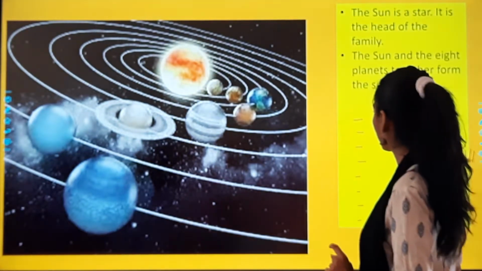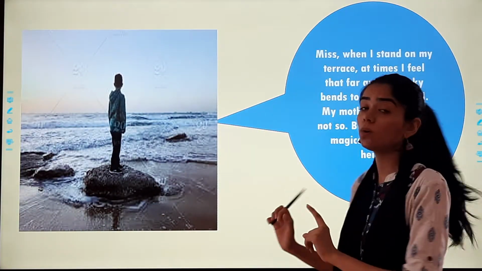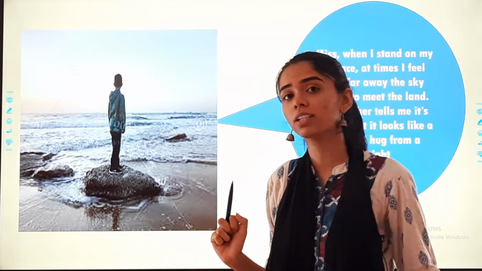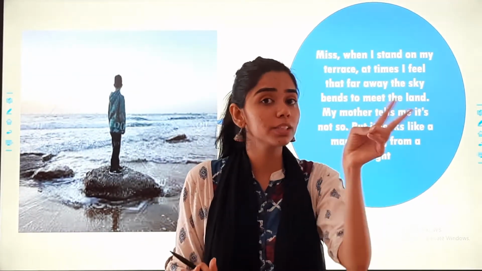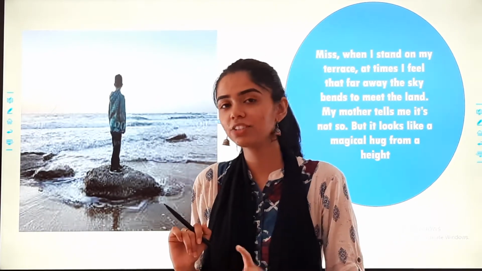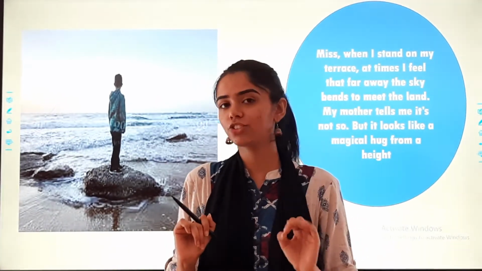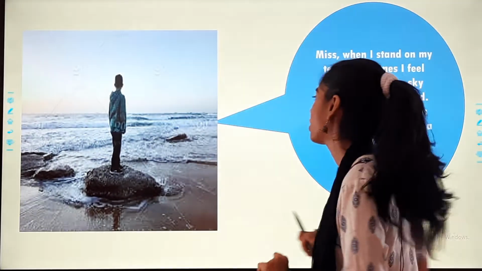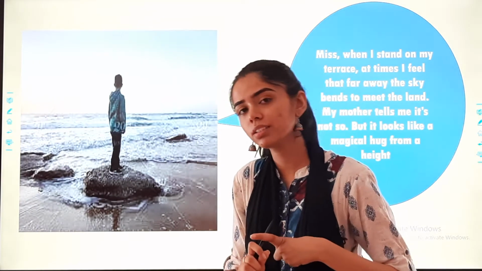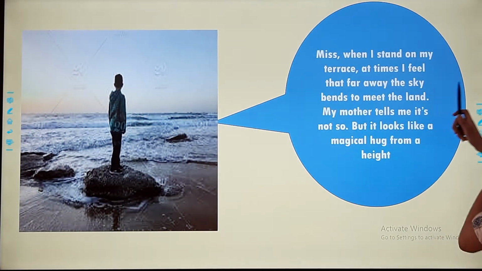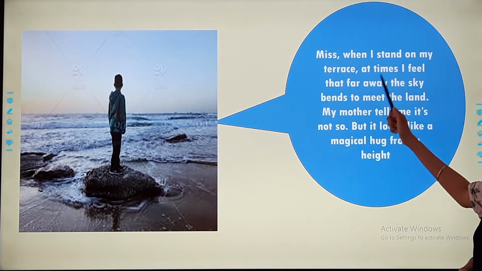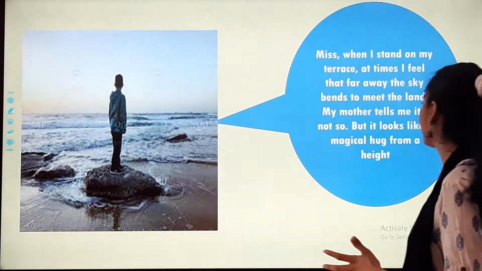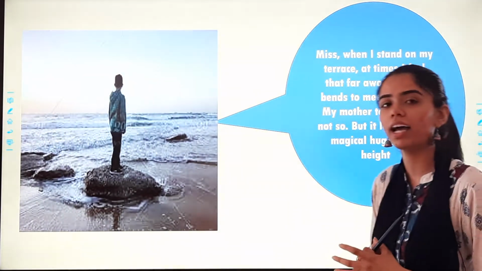Now, let us move on. Where were we? We had stopped over here. Now, let us continue with the last topic. You remember this chapter is about a conversation between a student, Neeraj, and his social studies teacher. Neeraj asked one doubt: Miss, when I stand on my terrace, at times I feel that far away the sky bends to meet the land.